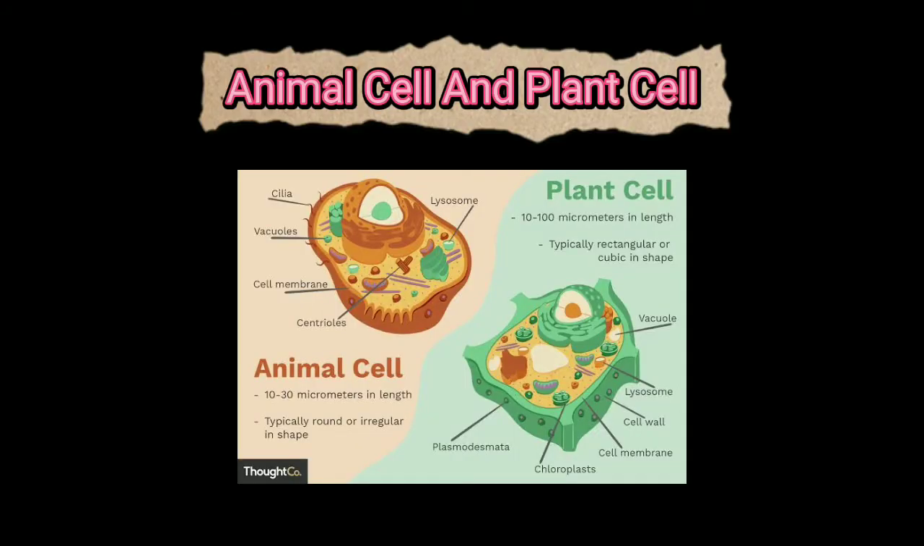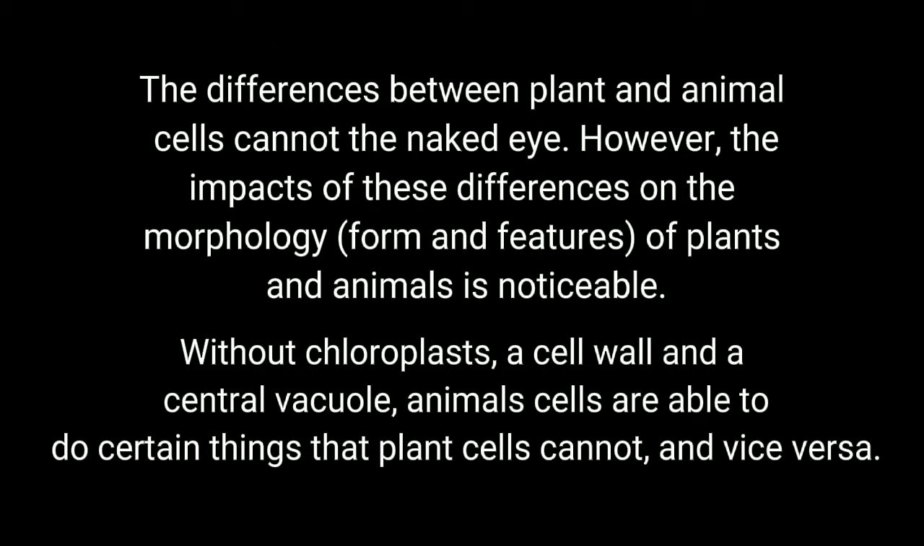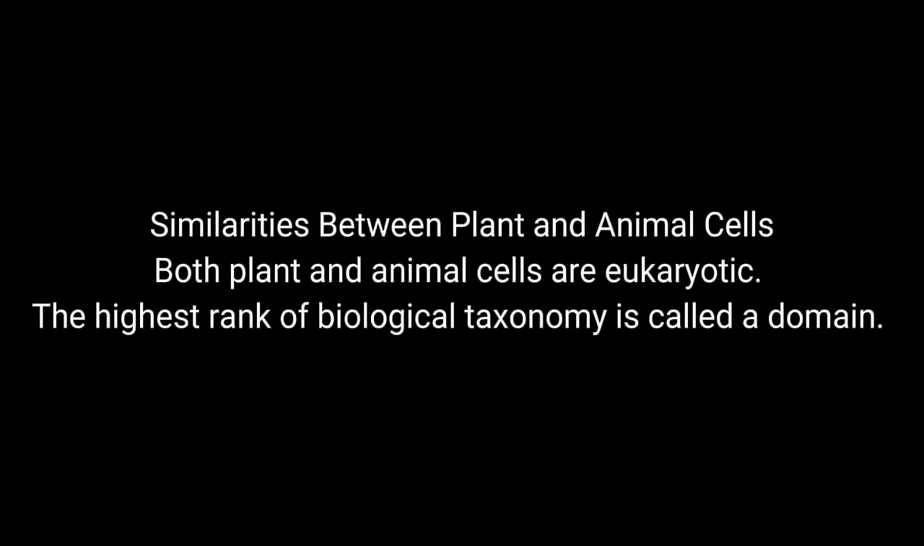Animal cell and plant cell. The differences between plant and animal cells cannot be seen by the naked eye. However, the impacts of these differences on the morphology or forms and features of plants and animals is noticeable. Without chloroplasts, a cell wall, and a central vacuole, animal cells are able to do certain things that plant cells cannot, and vice versa. Similarities between plant and animal cells: both plant and animal cells are eukaryotic. The highest rank of biological taxonomy is called a domain.